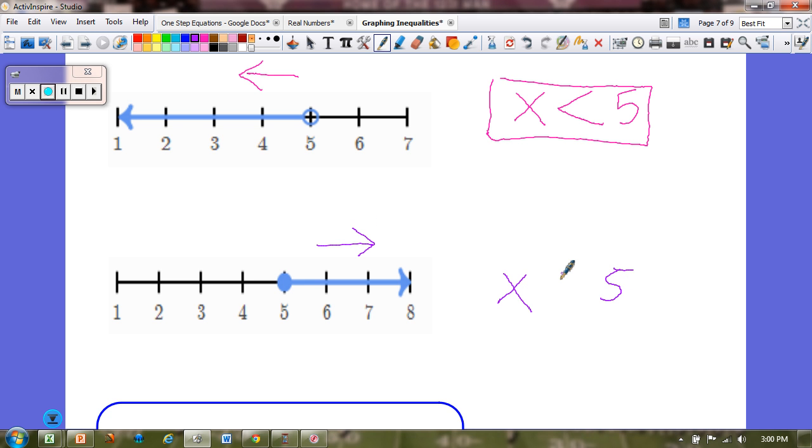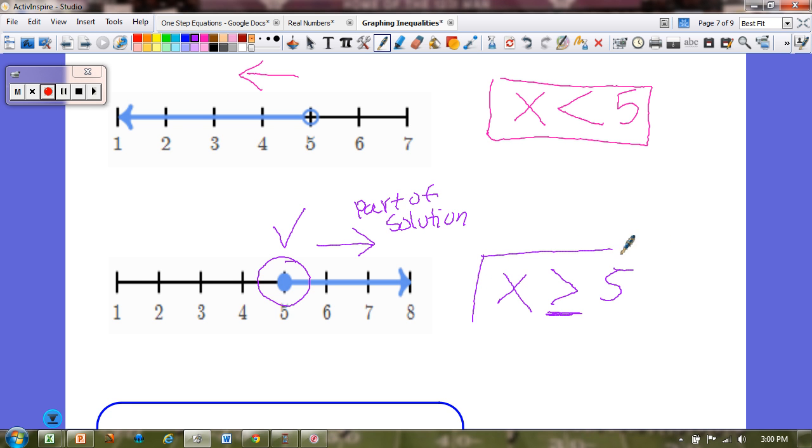So I'm able to use the greater than symbol. I'm going to look and see, is this filled in? Yes. So that means it's going to be part of our solution. So we're going to use greater than or equal to 5. So 5 could be part of our solution. Those are just two different ways that you could see it.